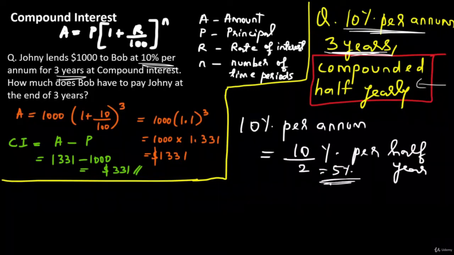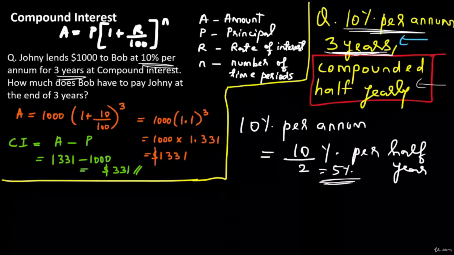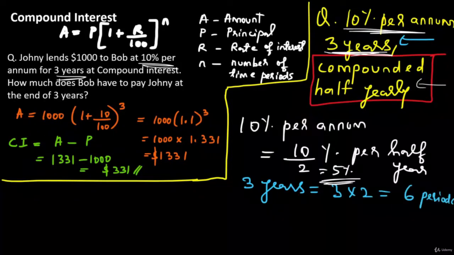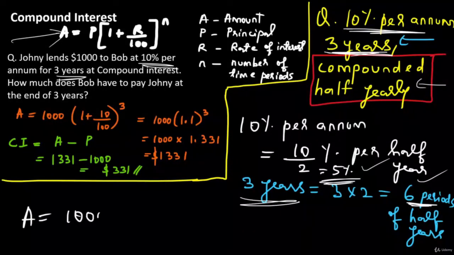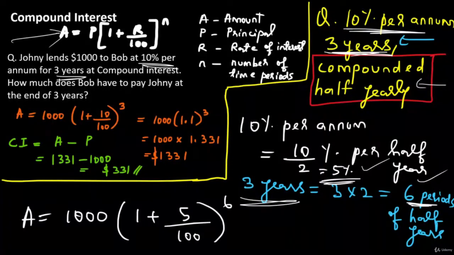So you have 5 percentage per half year. And again, you have over here 3 years. This 3 years also has to be changed into half years. So 3 years is equal to 3 into 2, which is equal to 6. So 3 years is 6 periods of half years. All right. So you have found the equivalent rate of interest and the equivalent number of time periods. Now you can just apply this formula over here. That is, you get 1000 into 1 plus 5 by 100 to the power 6.